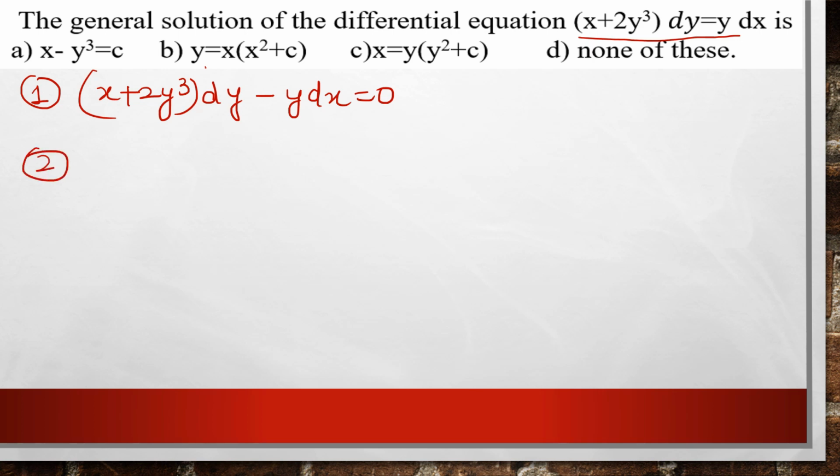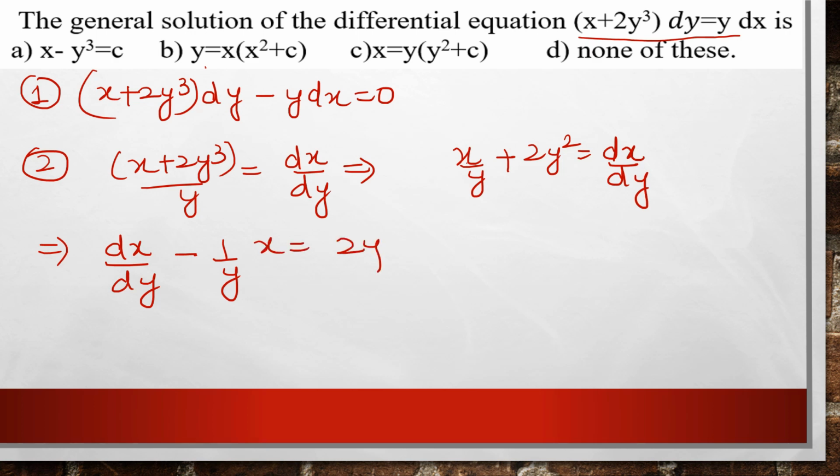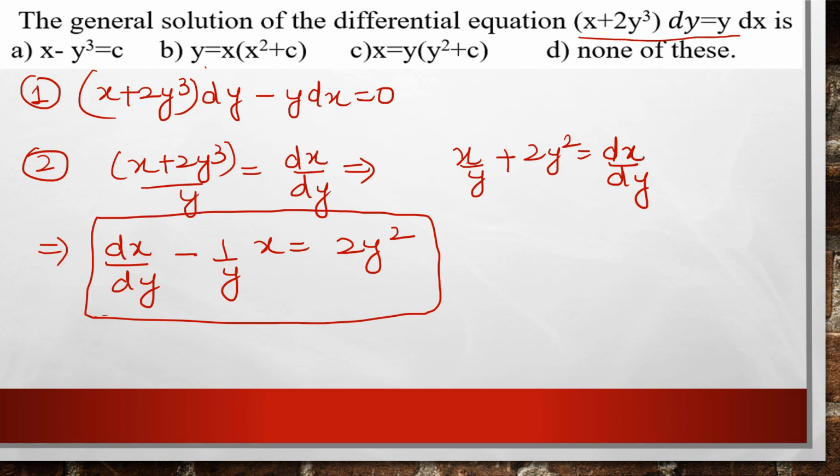Or the same question can be solved by using Leibniz form. So you can convert it to Leibniz form, like you'll get (x plus 2y cube) over y equals dx over dy, and from this you'll get x by y plus 2y square equals dx over dy, and from this we'll get dx over dy minus (1 by y) x equals 2y square. So you can see this is the Leibniz form which we have done. So you can easily solve the question by that method.